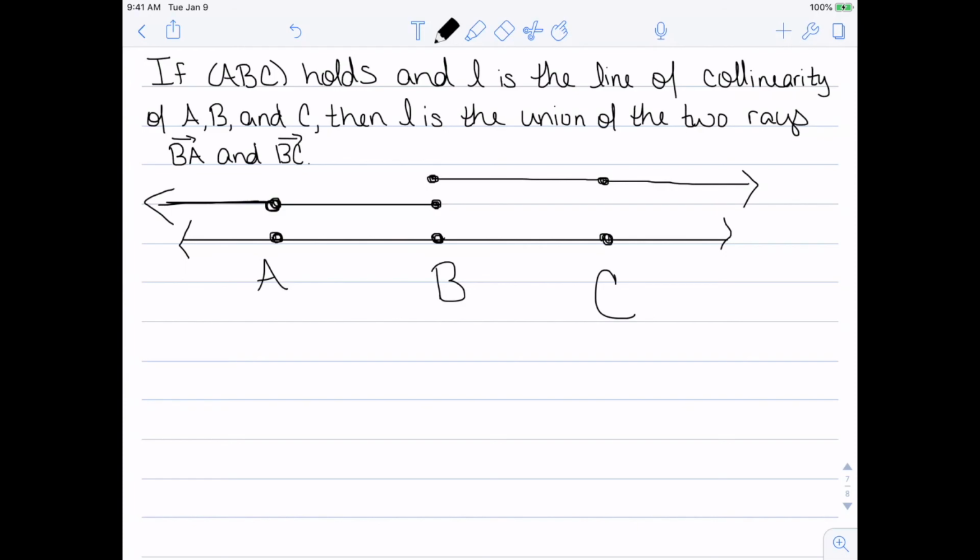And we call these opposite rays. So any two rays that have a common endpoint and whose union is a line are known as opposite rays.